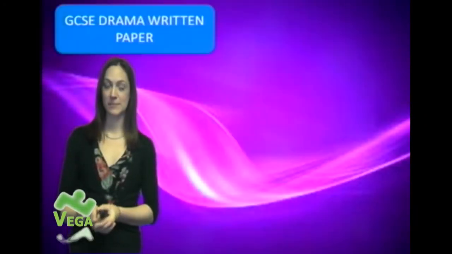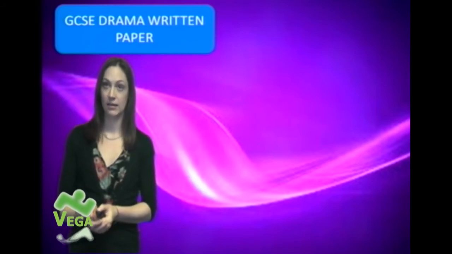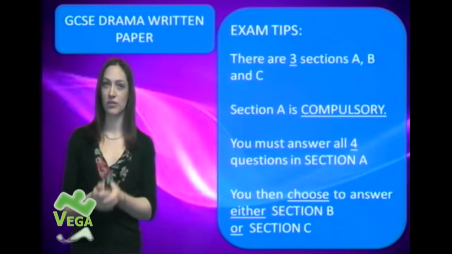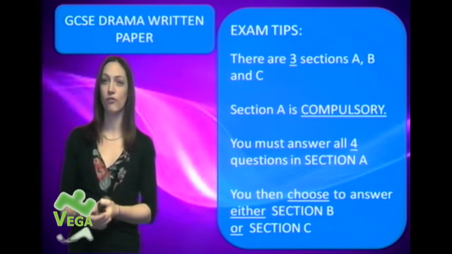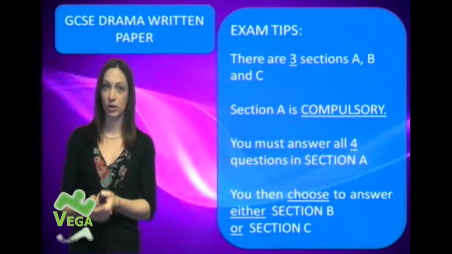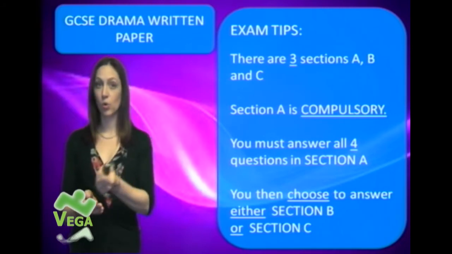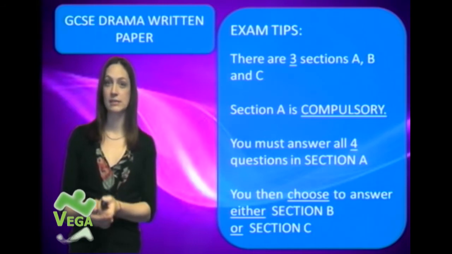This video is about your GCSE written paper, and I'm going to be talking to you about section C. Now I just want to remind you about a few things about your paper. There are 3 sections, A, B and C. You know that A is compulsory and you're going to answer all 4 questions in A. Then you're going to choose to answer B or section C. And if you're choosing section C, then this video is for you.